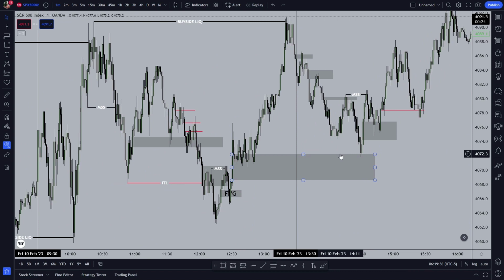The thing is that you have to spot the fair value gap, and spotting like this will only come with experience. If you are more experienced, if you have given more time to smart money concepts, you will be able to spot this type of fair value gaps. So yeah, this was the analysis.